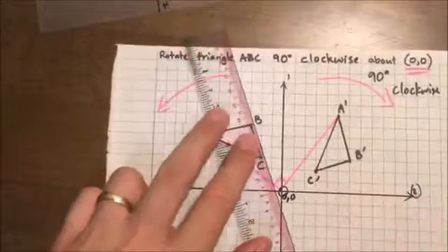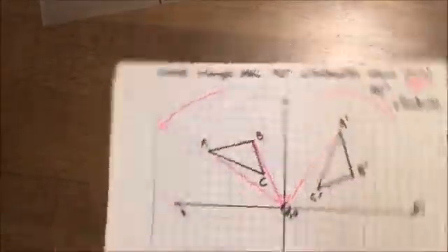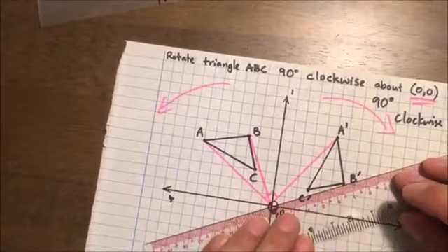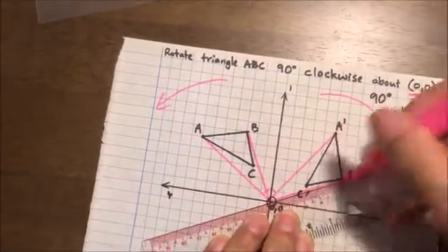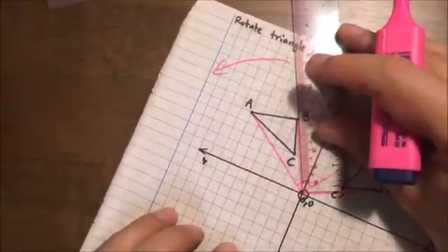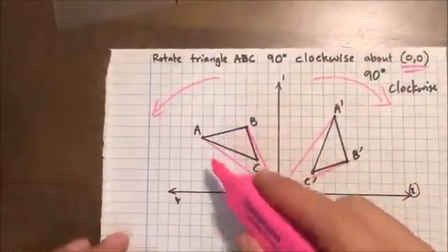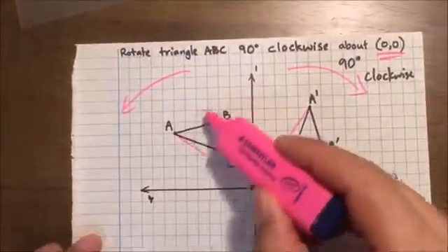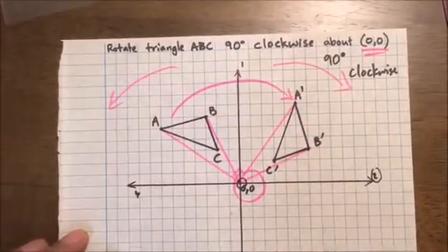I can do the same with B, check it again, from B to 0, 0, go out to B dash, and again, it should look like it's 90 degrees. And again, if I use my ruler to help, yeah, that is 90 degrees as well. So I have indeed rotated the triangle ABC 90 degrees around point 0, 0, and then that's done.